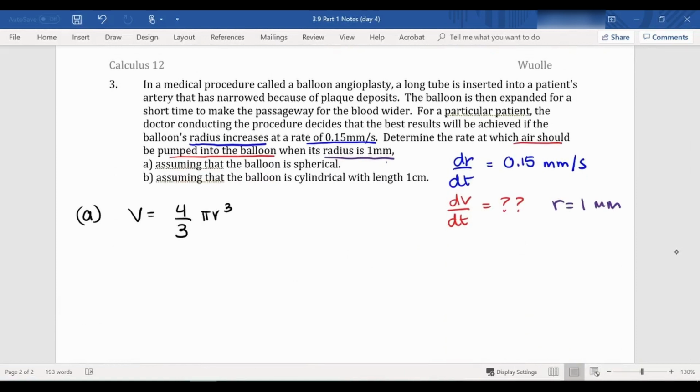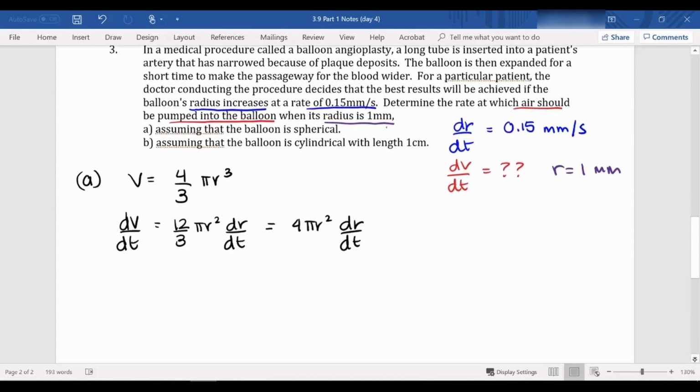So I want to know dV/dt. If I differentiate both sides of this equation with respect to t, we've got dV/dt equals, bring down the 3, and we end up with 12/3 pi r squared dr/dt, or 4 pi r squared dr/dt, because the 12 and the 3 can simplify to be 4. Most of you will just go straight to that final answer there.